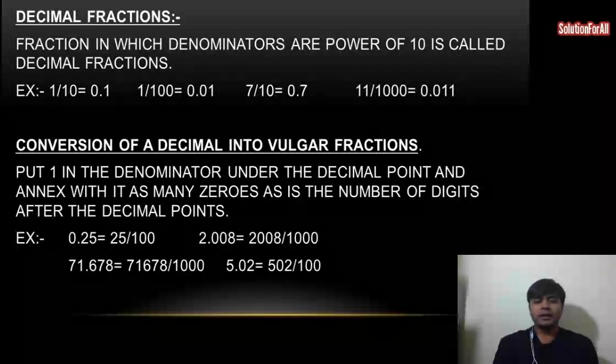Now I can take another example also, like 71.678. I can see here I have three digits after the decimal, so I will write it as 71678 upon 1, then 3 zeros, 1000.